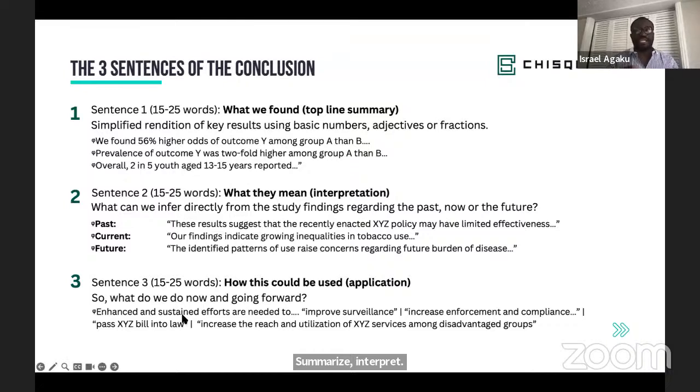So this means that enhanced and sustained efforts are needed to improve surveillance or to increase enforcement and compliance of this law, or we need to pass this bill into law, or we need to target minority groups to increase utilization of services, right? So you have to, again, summarize, interpret, apply.